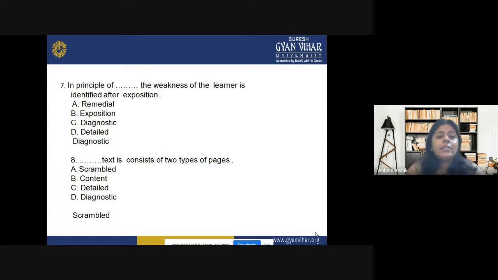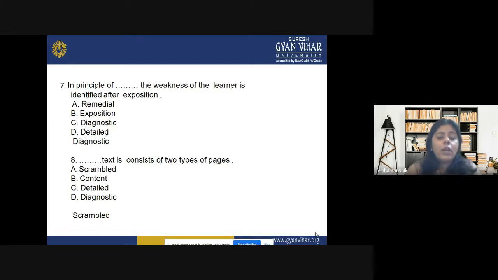Now, in principle of dash, the weakness of the learner is identified after exposition. What is that particular principle through which we are able to know the weaknesses of the learner? Now the options are A, remedial, B, exposition, C, diagnostic, or D, detail. So students, these are the options. Now you have to select the correct one on the basis of the given choices, and the correct answer will be option C, that is diagnostic. Means through the principle of diagnostic, the teacher comes to know the weaknesses of the learner.